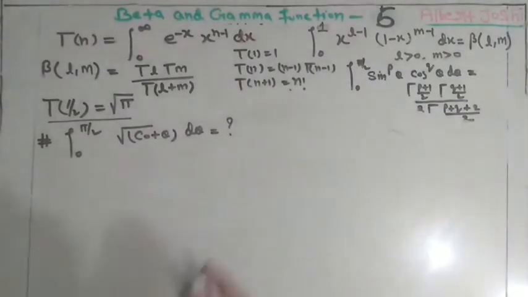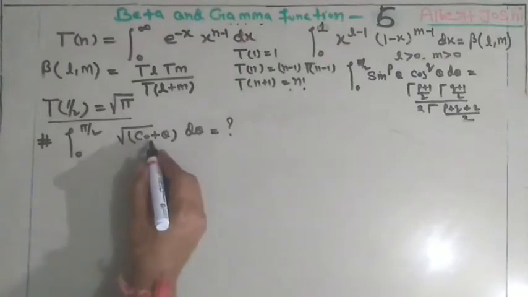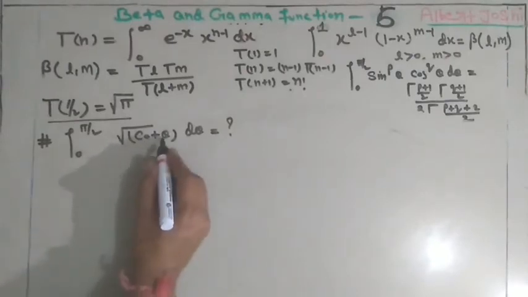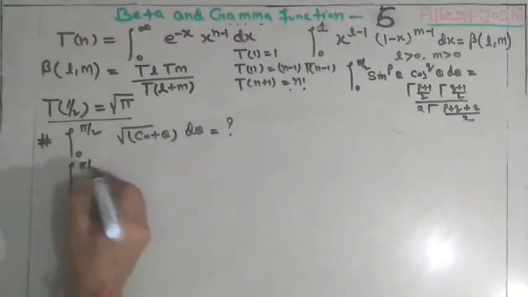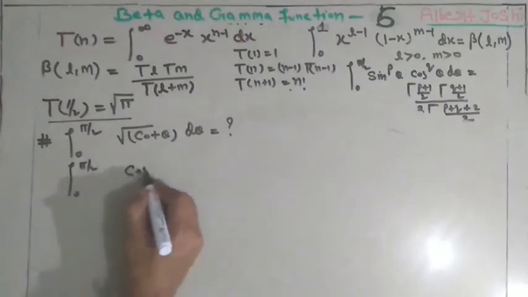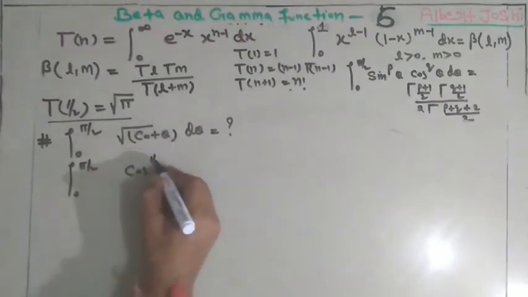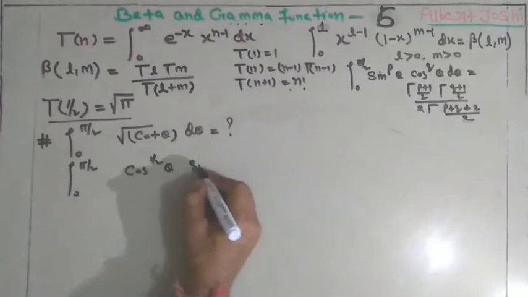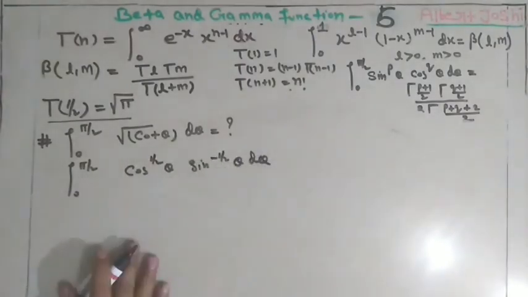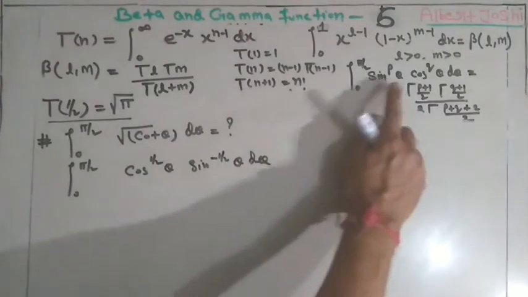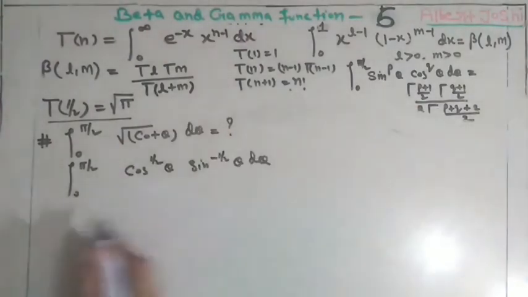So how to solve it? You know that this is cos theta, meaning cos theta upon sin theta, so this is the integral from 0 to pi by 2 of cos to the power 1 upon 2 theta and sin to the power minus 1 upon 2 theta d theta. Now write it in this way. You can see that this is equal to this.